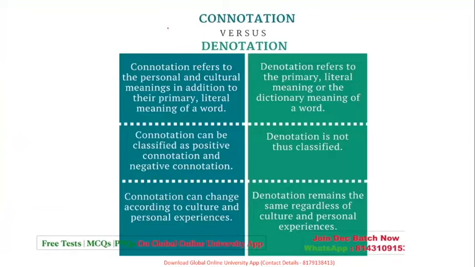Now, coming to one term, that is connotation and denotation. What does it refer to? When I say connotation, it refers to the personal and cultural meaning in addition to the dictionary meaning. So the dictionary meaning is called a denotation. Denotation is the primary or the dictionary meaning. Connotation refers to your meaning apart from the primary, as well as the dictionary meaning. So connotation can be positive or negative, the way you take it. Denotation is not just classified, it's a meaning, it's a clear definition.